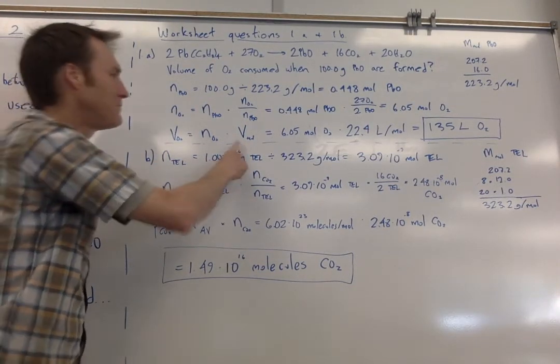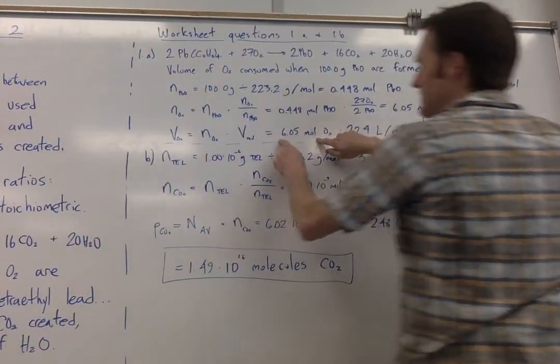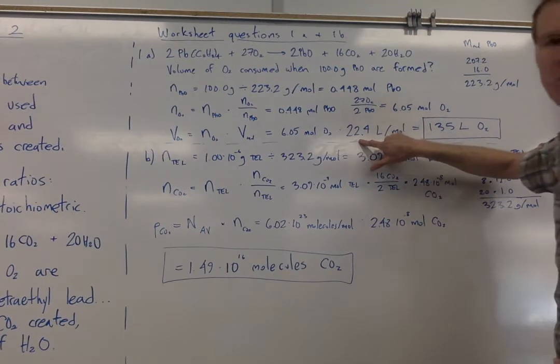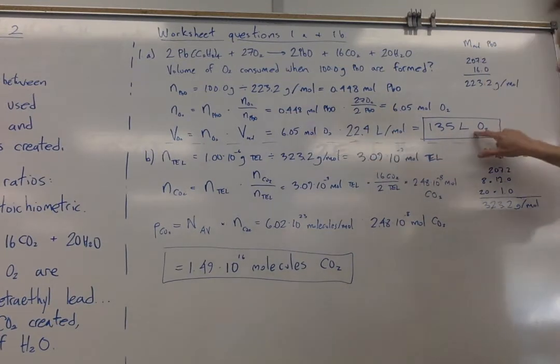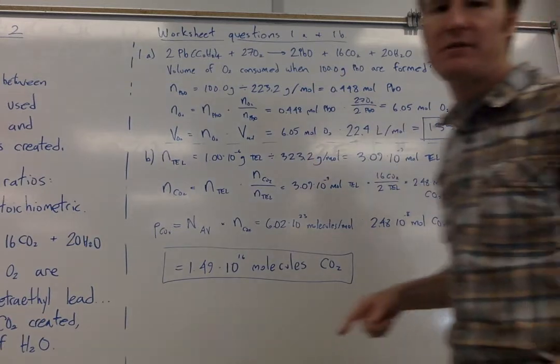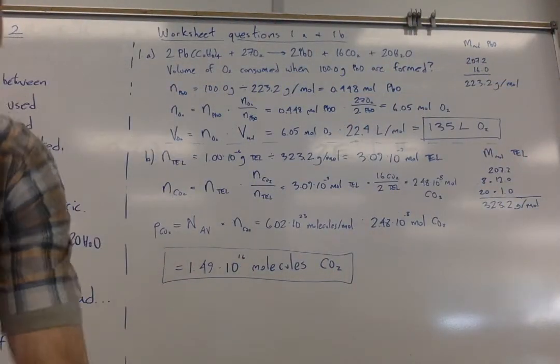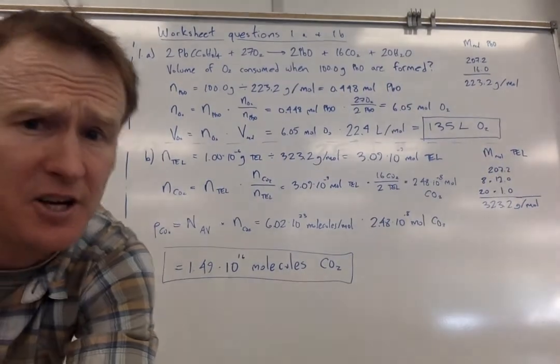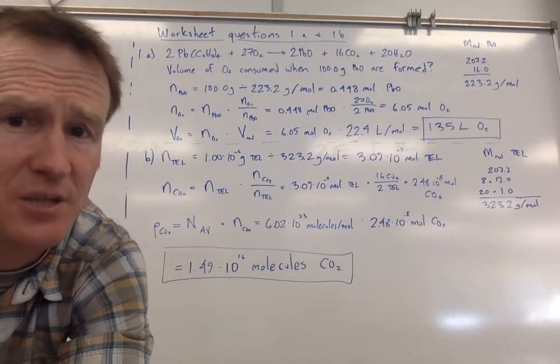That's unit 5. And that is 6.05 moles of oxygen times 22.4 liters per mole. And that leads me to this calculation of 135 liters of oxygen. Now, I saw a different resource that said 22.7 liters per mole, but your textbook does say 22.4.